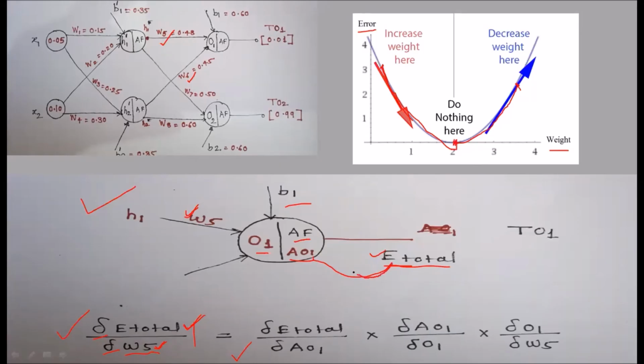We'll find the derivative of E total with respect to AO1. We'll multiply it by the derivative of AO1 with respect to O1, and then we'll compute the derivative of O1 with respect to W5. So what will happen if you cancel this?